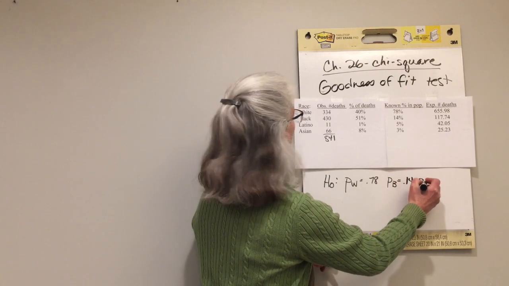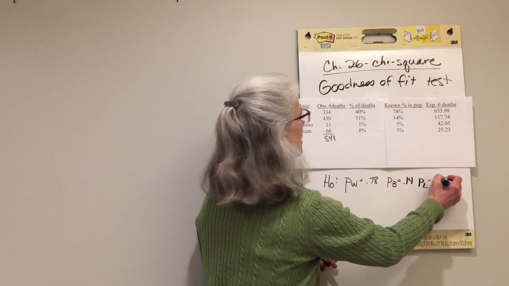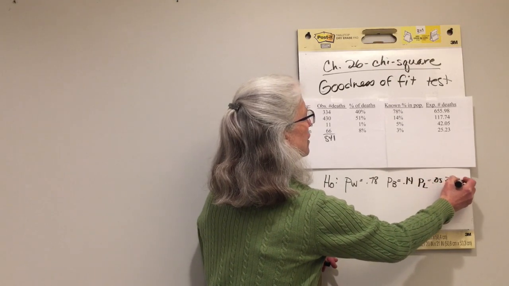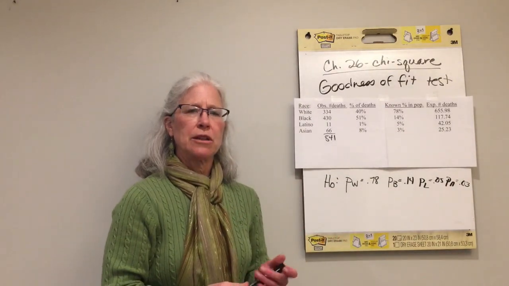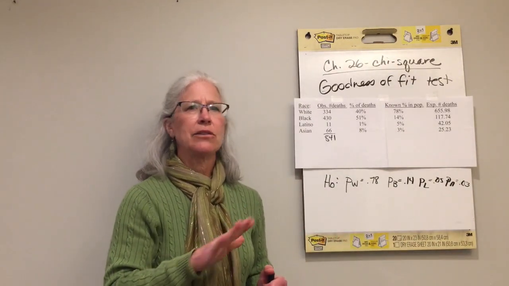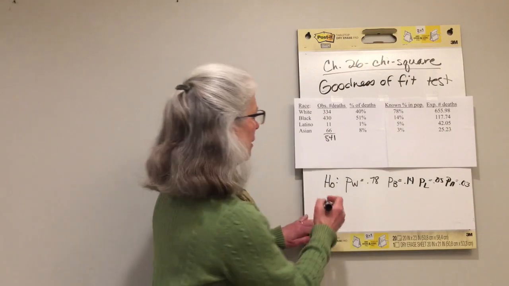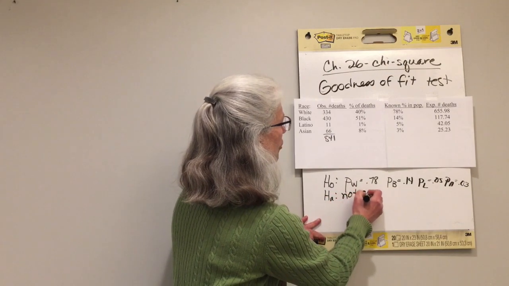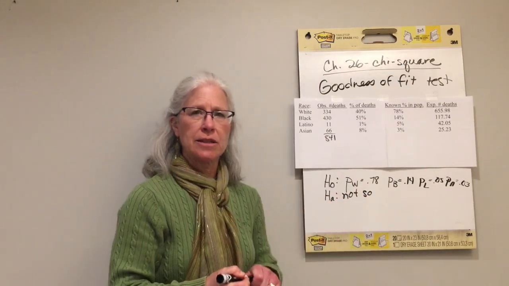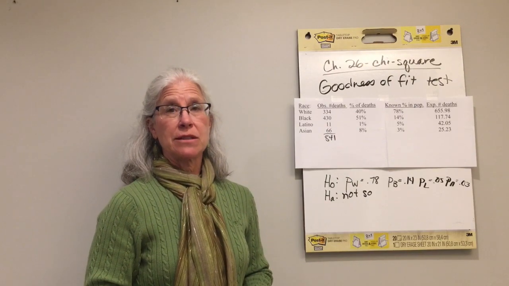The percent of deaths that are Latino is 5%, and the percent of deaths that are Asian is 3%. So we have goodness of fit: the percent of deaths from each race exactly matches the percent of that race in the population. The alternate is that is not so. The percents are something other than that. So now it's time for a chi-square test.